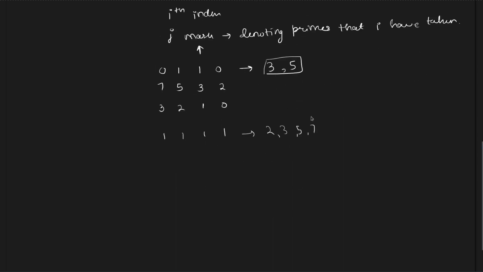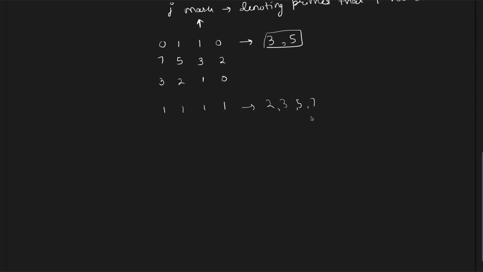Now, each of the elements in the product should be distinct primes. So, for example, if I have some value like 1, 1, 0, 1, 0, this is the value of my mask. This was representing 3, 2, 3, 5 and 7. Since I have already taken 3, I cannot again take 3 in the product. This is my first observation, but I can still take 2 and 5.